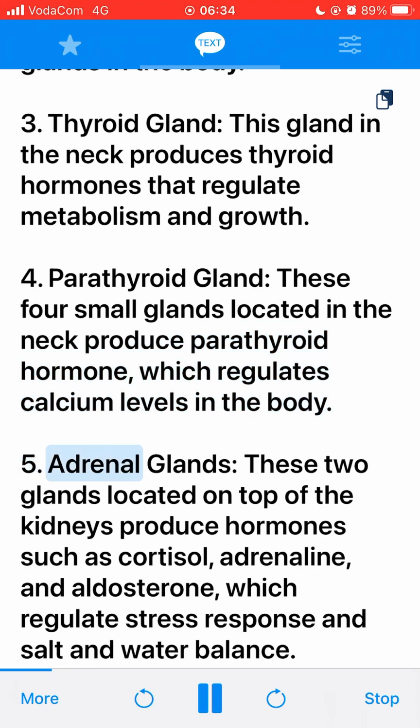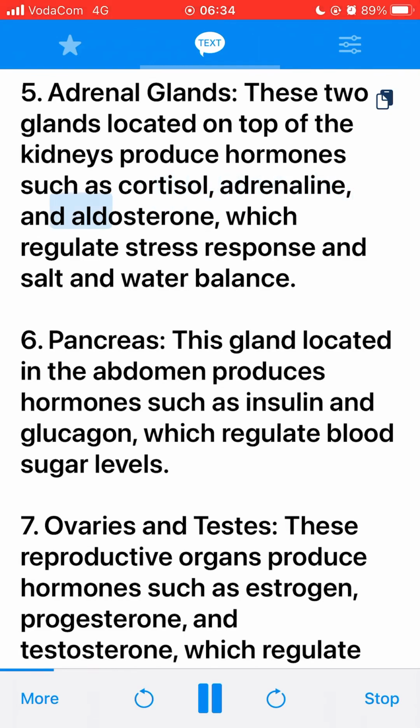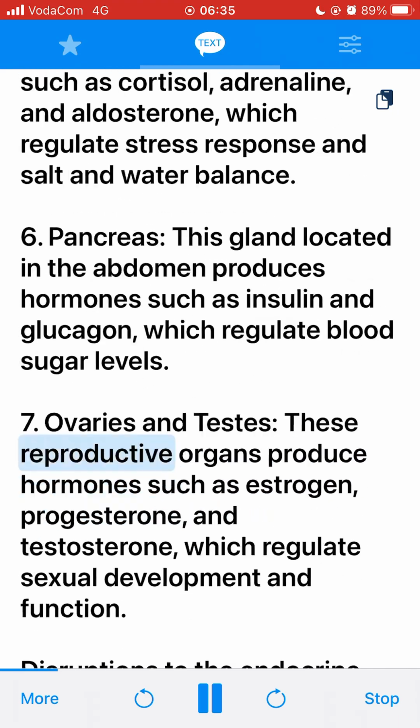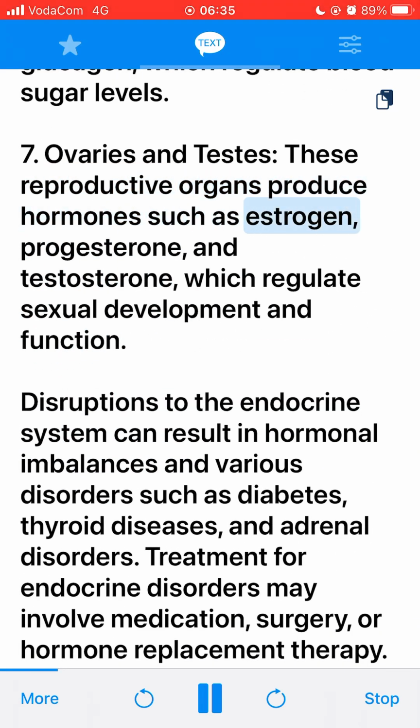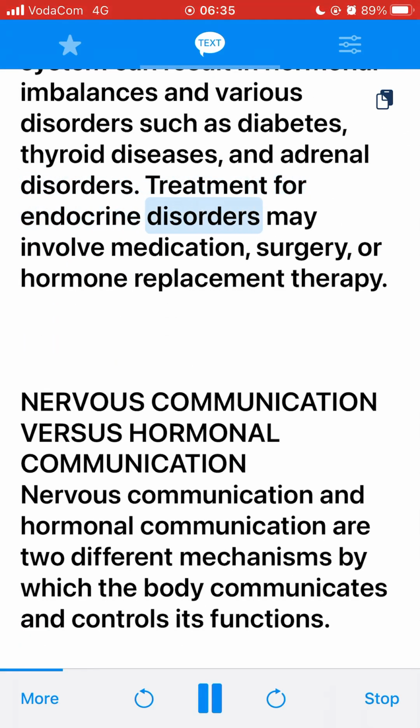5. Adrenal glands. These 2 glands located on top of the kidneys produce hormones such as cortisol, adrenaline, and aldosterone, which regulate stress response and salt and water balance. 6. Pancreas. This gland located in the abdomen produces hormones such as insulin and glucagon, which regulate blood sugar levels. 7. Ovaries and testes. These reproductive organs produce hormones such as estrogen, progesterone, and testosterone, which regulate sexual development and function. Disruptions to the endocrine system can result in hormonal imbalances and various disorders such as diabetes, thyroid diseases, and adrenal disorders. Treatment for endocrine disorders may involve medication, surgery, or hormone replacement therapy.